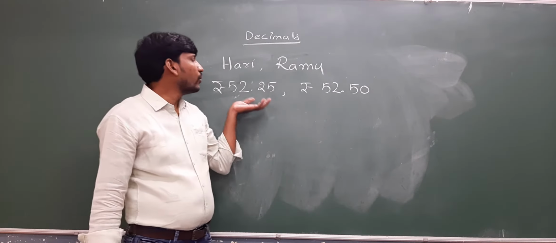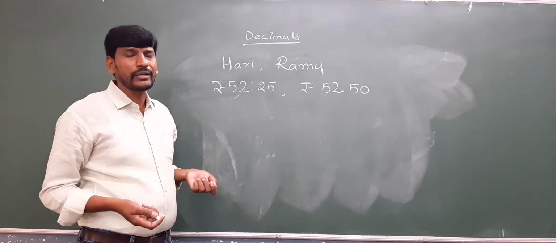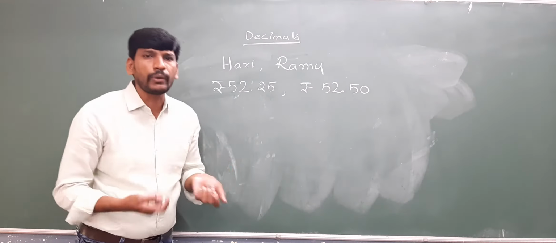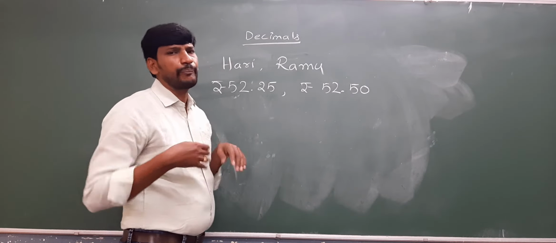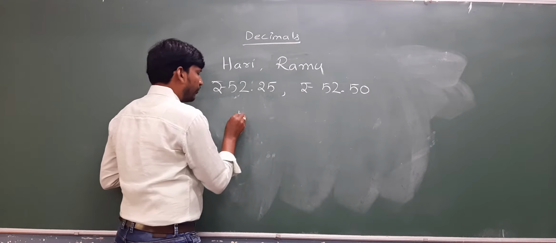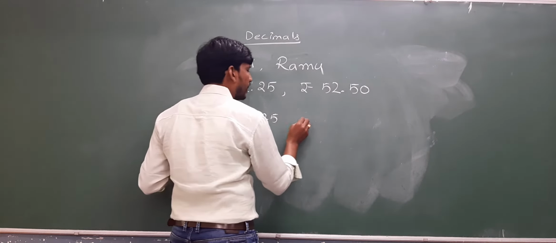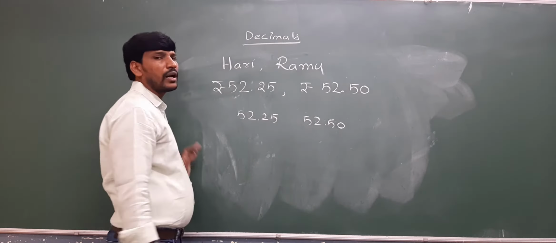Now see this here. How to compare? Who has more amount? Means how to compare these two values? Which person has more money? It's a normal comparison only. Clear? 52.25 is Hari's amount, and 52.50 is the amount with Ramu.